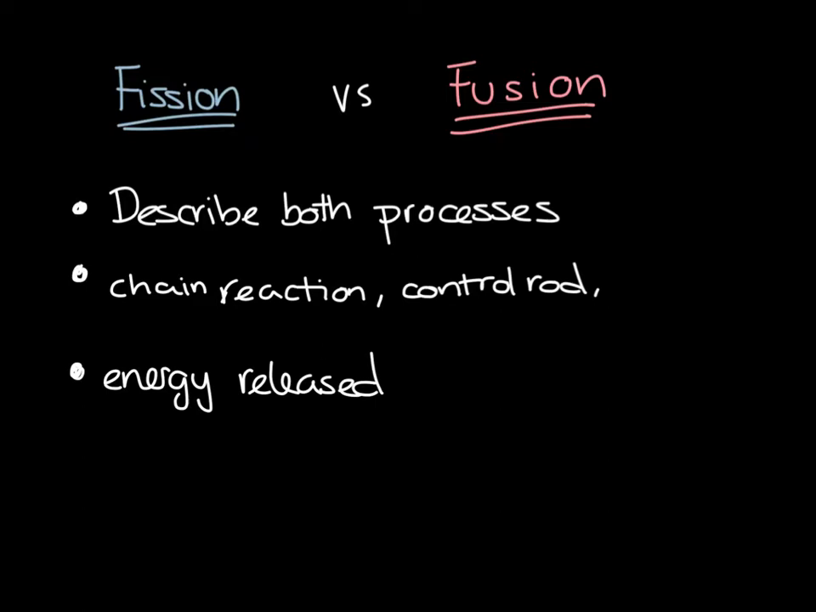So this is the second part of the fission and fusion video, and today we're focusing on fusion. Remember, our aim with both of the videos is to be able to describe both the fission and the fusion processes. In terms of fission, we want to understand what a chain reaction is and what the control rods are for. And with both of them, we need to understand that large amounts of energy are released which we can use for other processes.